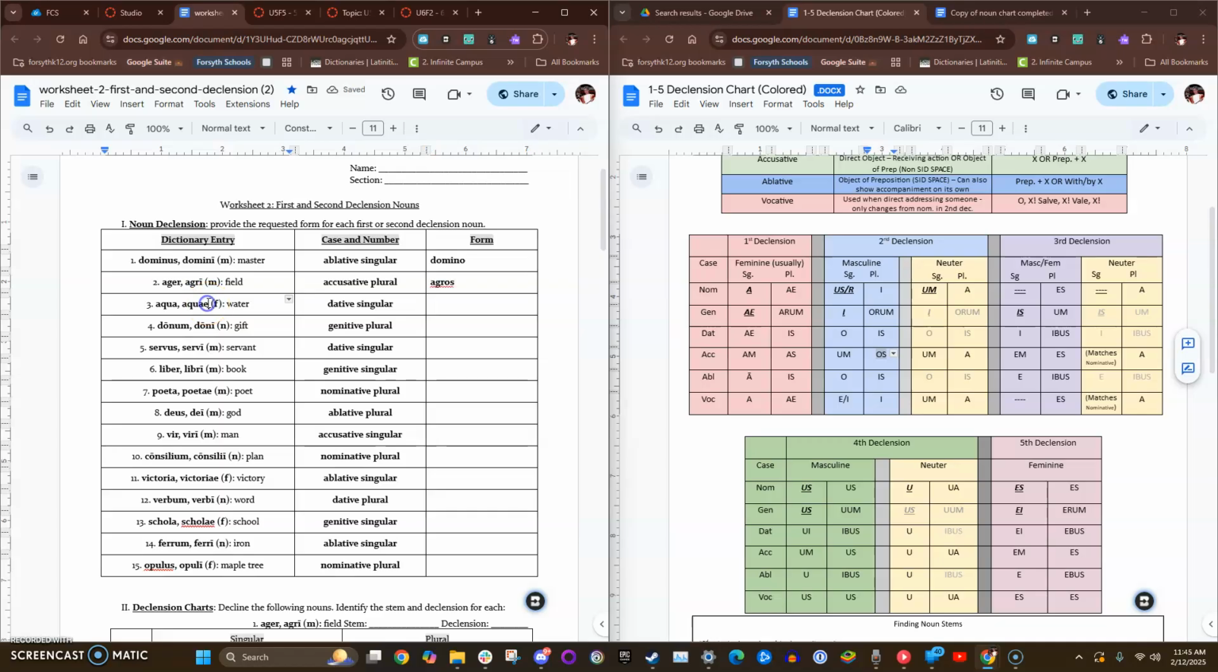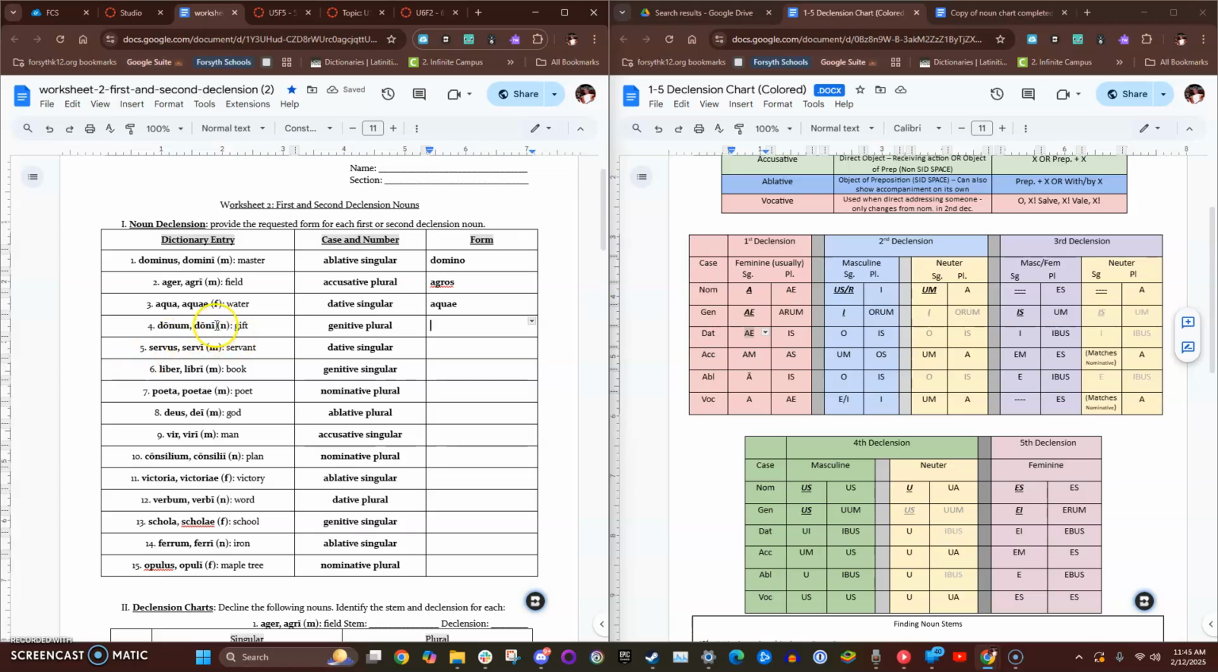Okay, looking at this one now. Aqua, aquae. Well, this one, the second principal part, ends with an AE. And that tells me that it's first declension. So I'm going to find my stem, AQU, because it's aquae without the genitive ending. And I am going to make it dative singular. Nominative, genitive, dative. And you'll see it is still, and singular, so it'll be AE.